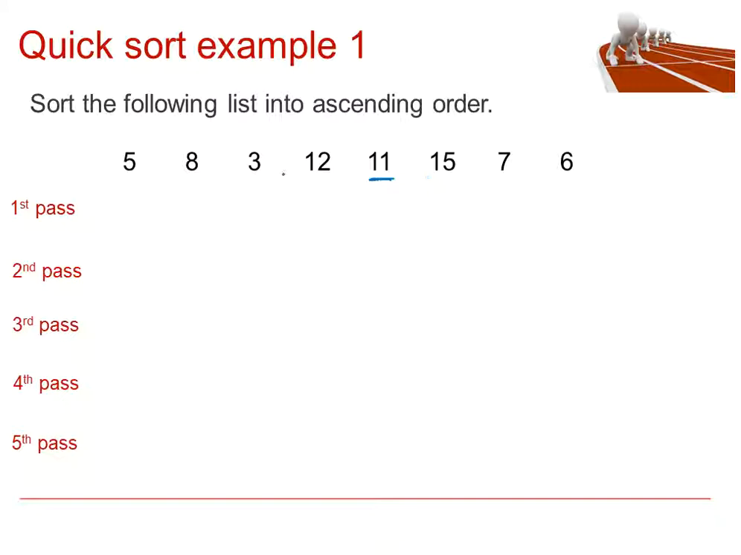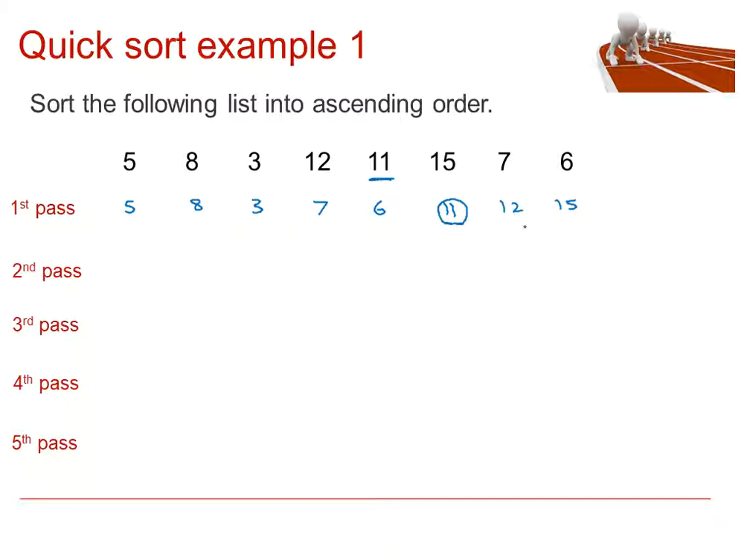I'm going to use the convention of underlining pivot points, and I will circle elements when they become fixed in the correct position. So now all the numbers in the list that are smaller than 11 go to the left, and all the numbers bigger than 11 go to the right. So 5 is smaller than 11, 8 is smaller than 11, 3 is smaller than 11, 7 is smaller than 11, 6 is smaller than 11, and then 11 itself. 12 is bigger than 11, and 15 is bigger than 11. Because all the numbers smaller than 11 went to the left, and all the numbers bigger than 11 went to the right, 11 must be in the correct place, and I'm now going to circle it.